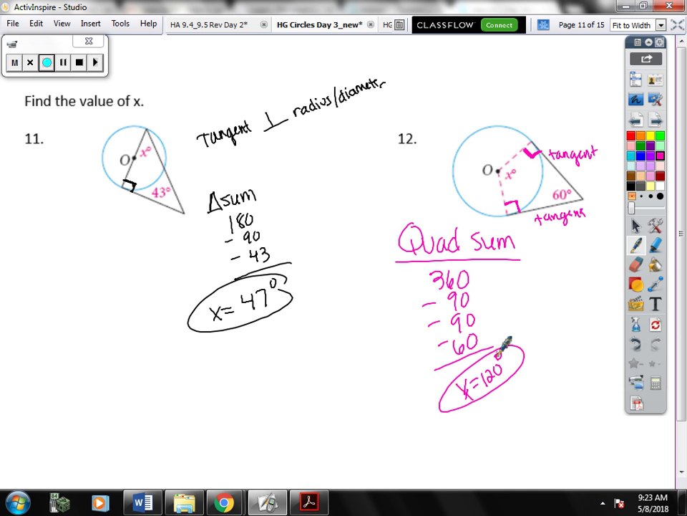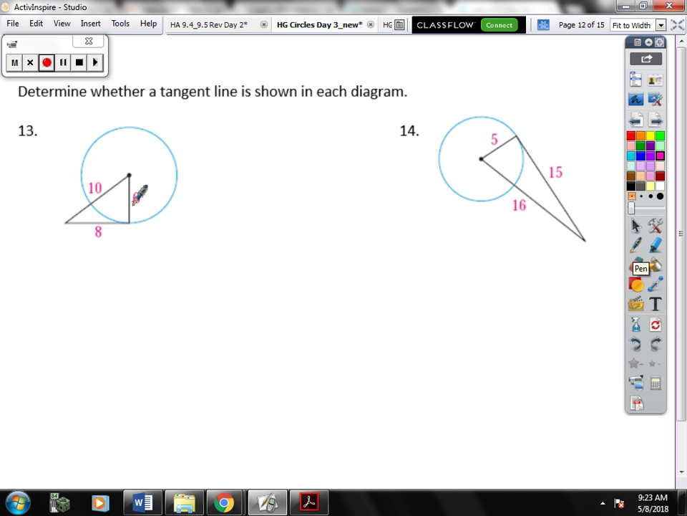13 and 14 just ask us, they give us all 3 sides. They say, determine whether a tangent line is shown. So you're just testing, tangent line has to be perpendicular. So you're testing, is this a right angle? AKA, is this a right triangle? So you just have to test to make sure that the Pythagorean theorem does work. So you're just going to check, is this a right triangle?